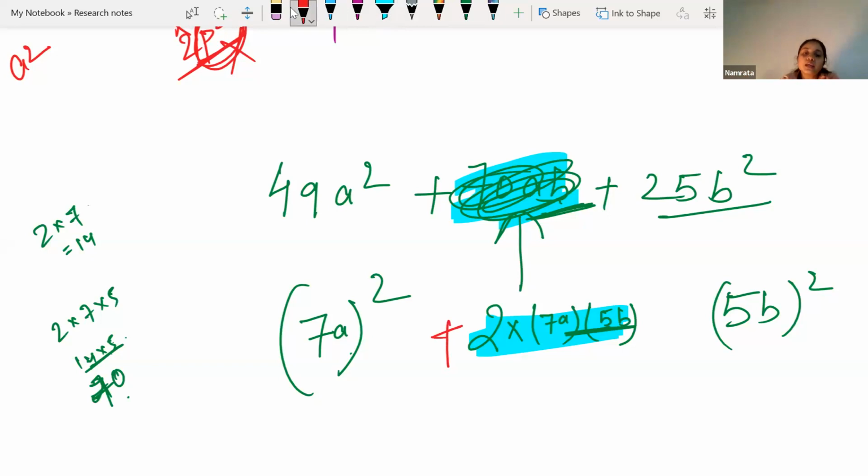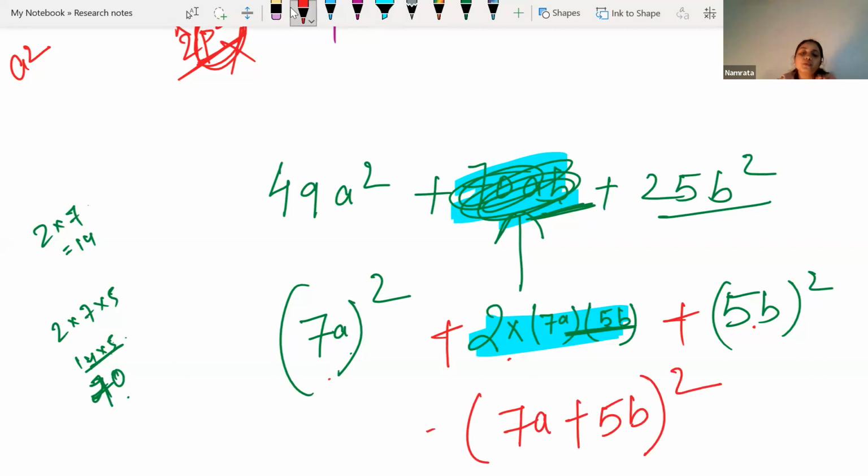Now it looks like a square plus 2ab plus b square. So that means a plus b whole square formula. Our a is this one plus b is this one. That's the whole square formula we have made over here, and we got (7a plus 5b) whole square. That is the result, that is the answer, that is the factorization which we have done.